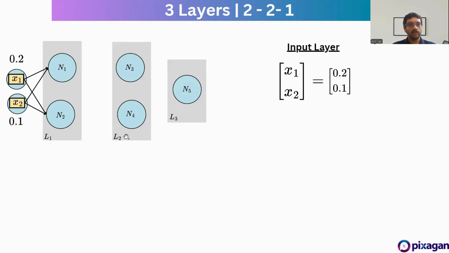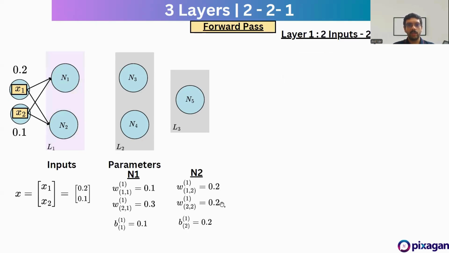It's got two hidden layers, L1 and L2. Each layer has two neurons, right? And then you have the output layer, L3. And so you will see a slightly more interesting set of dynamics. So let's start with the forward pass. The forward pass is fairly straightforward, right?